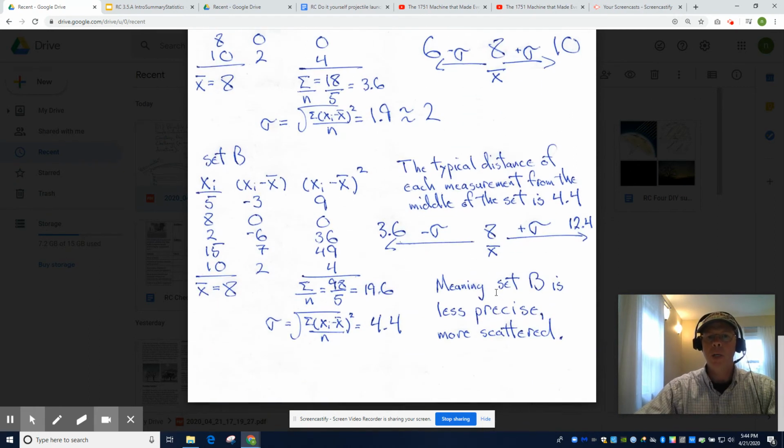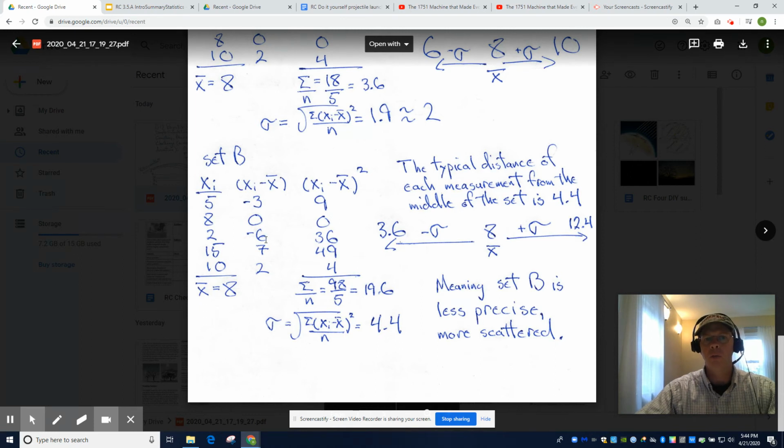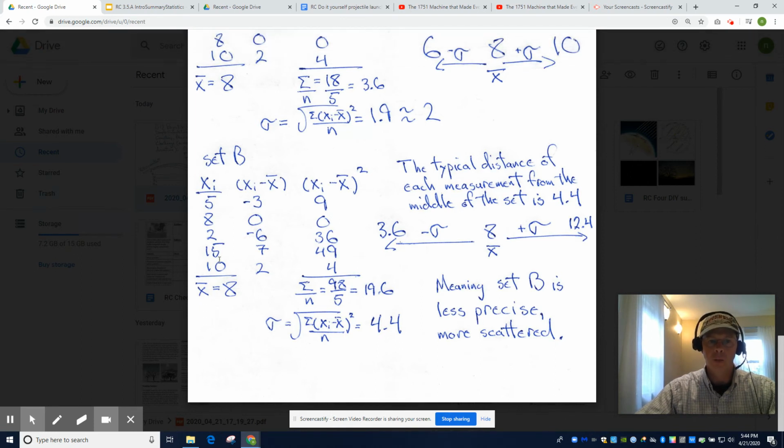If you do the same set of calculations for set B, that is, find the middle, the average, find each deviation. 5 is 3 below the average, 8 is no distance from the average, 2 is 6 below, 15 is 7 above, and then 10 is 2 above. You square each one of those deviations, find the average of the square deviations, and finally take the square root. The standard deviation for set B is 4.4.